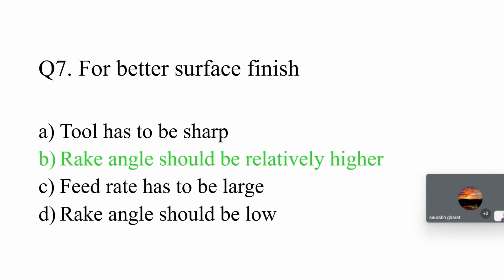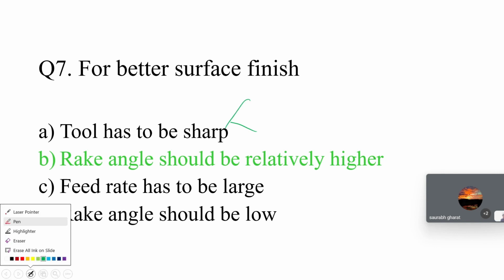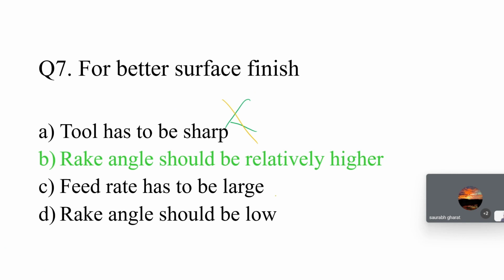So for better surface finish, the tool has to be sharp? It is not, because we need a nose radius there. If the tool is sharp, you will not get a good surface finish. The rake angle should be high. The feed should be large? If the feed is large, it is bad. If the rake angle is low, then it will be bad. So the rake angle being large is the only correct answer. If your rake angle is large, you will have a better surface finish.